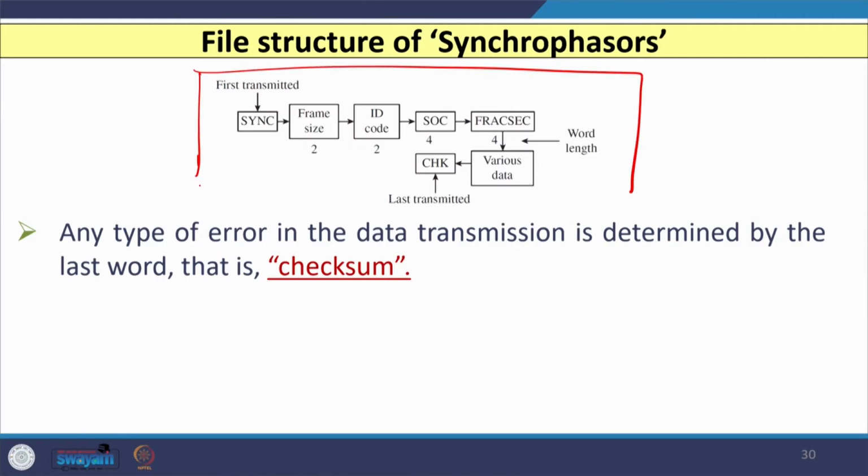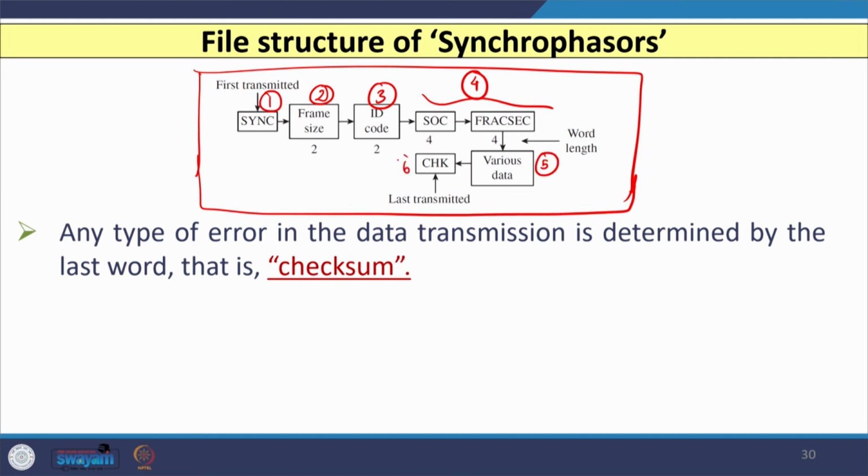So, here we have discussed that this diagram is very important when a PMU is going to transmit a file. In that you have the sync, frame size, ID code, then these two words, SOC, second of century, and fraction of second, and along with that you have the data, and last the checksum. These 6 important aspects are there when any transmission of a file is carried out by the PMU, maybe from PMU to PDC or at any level.